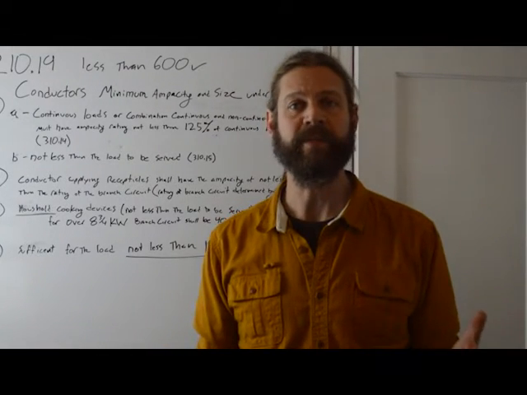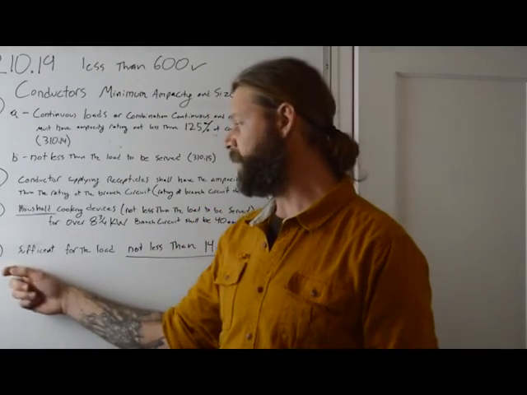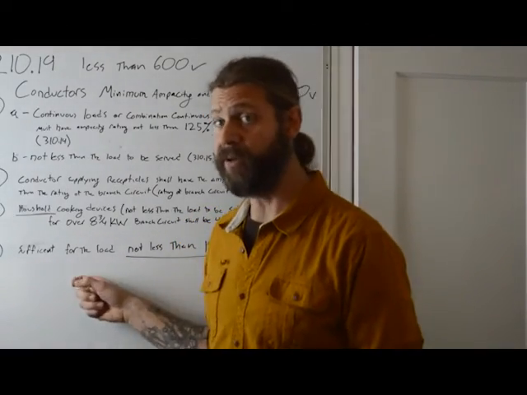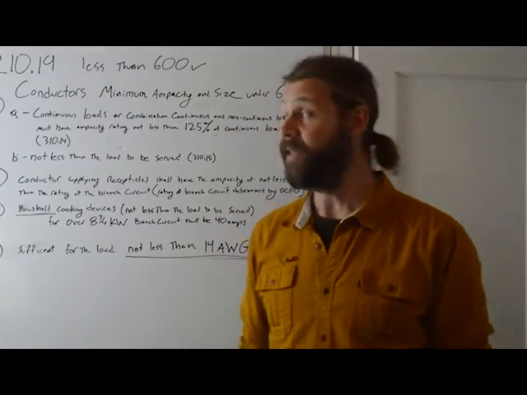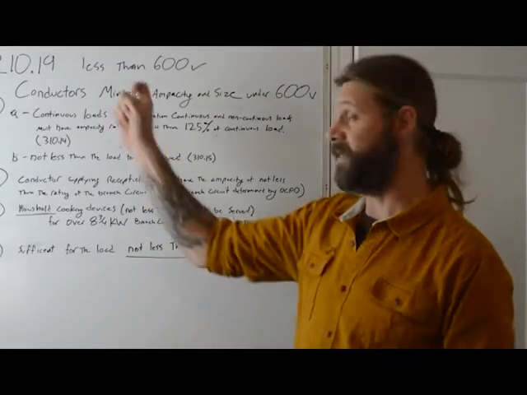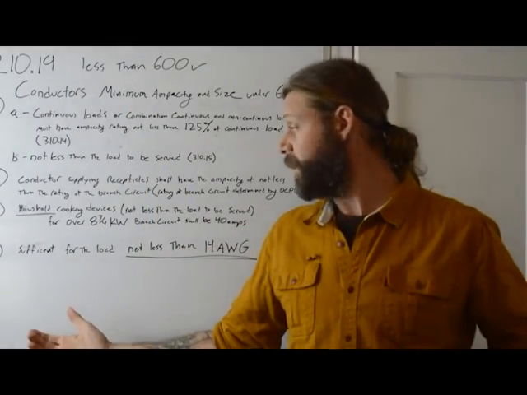pulling half an amp. But because of this code section, even though an 18 gauge wire might be sufficient for the load, you cannot run anything less than 14 AWG. This is where that minimum comes from, is this code section. So that's your code for today.